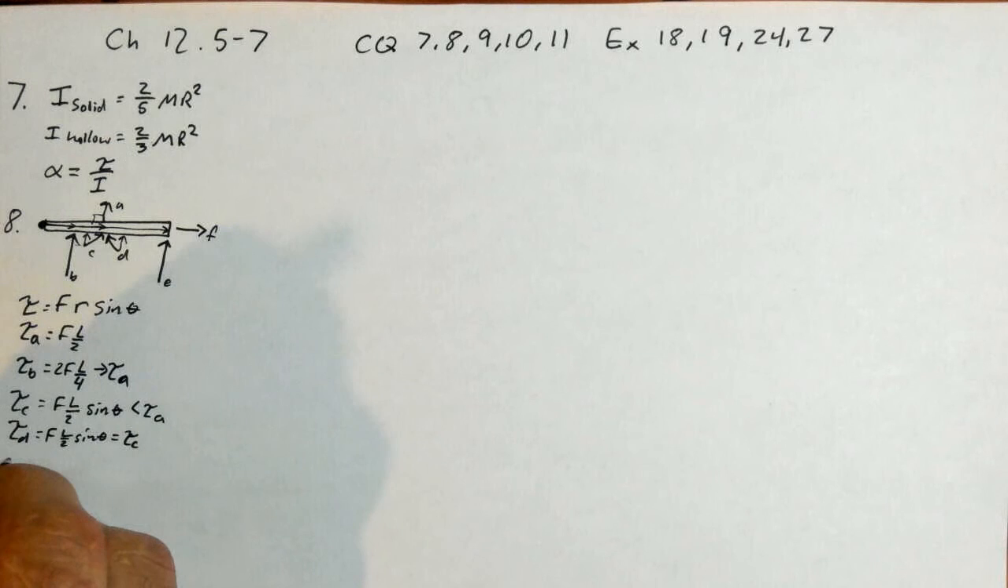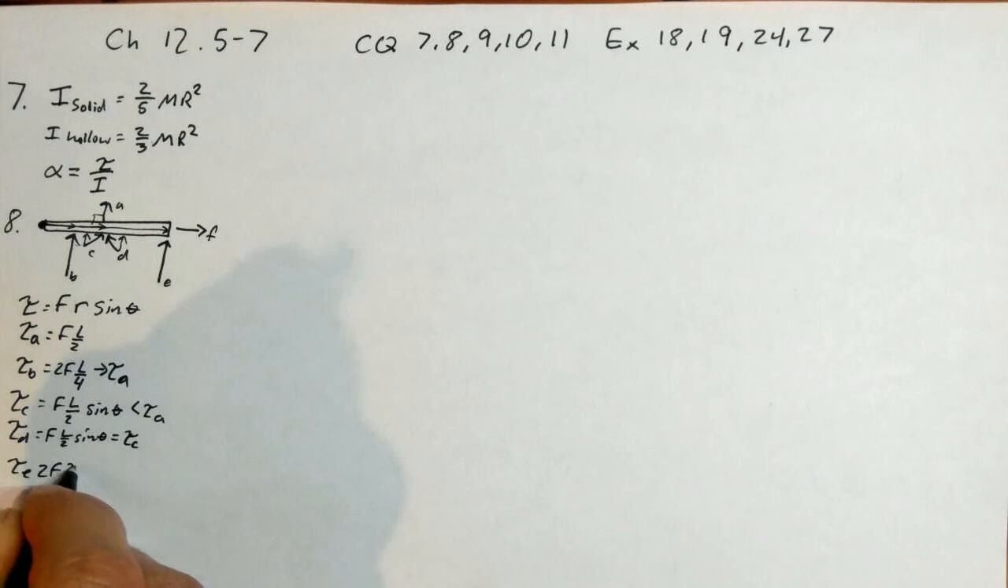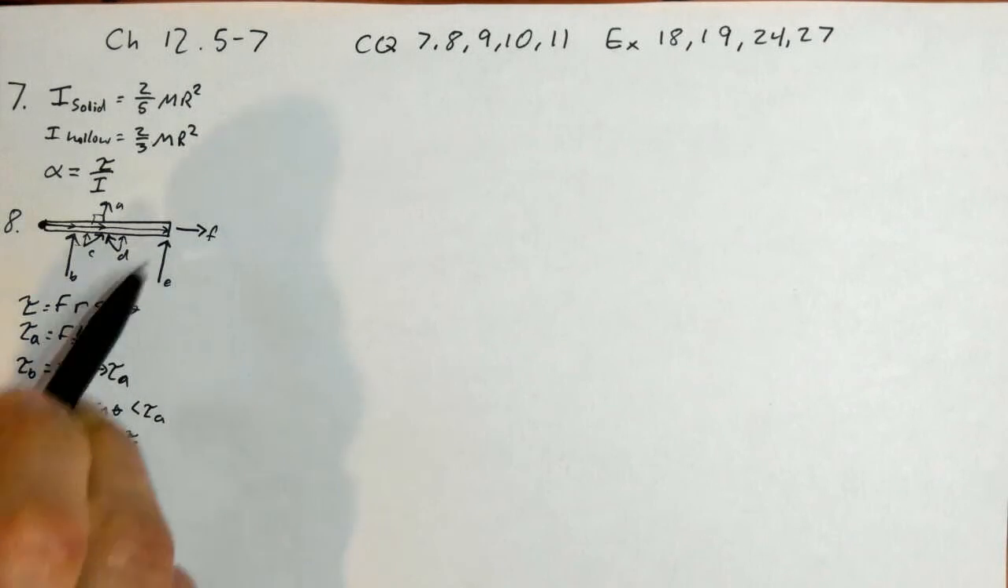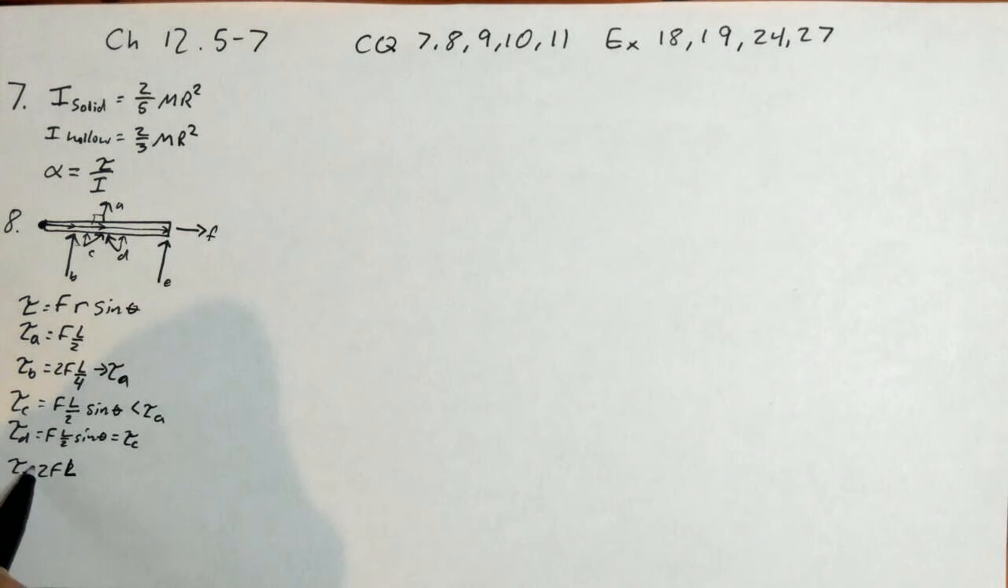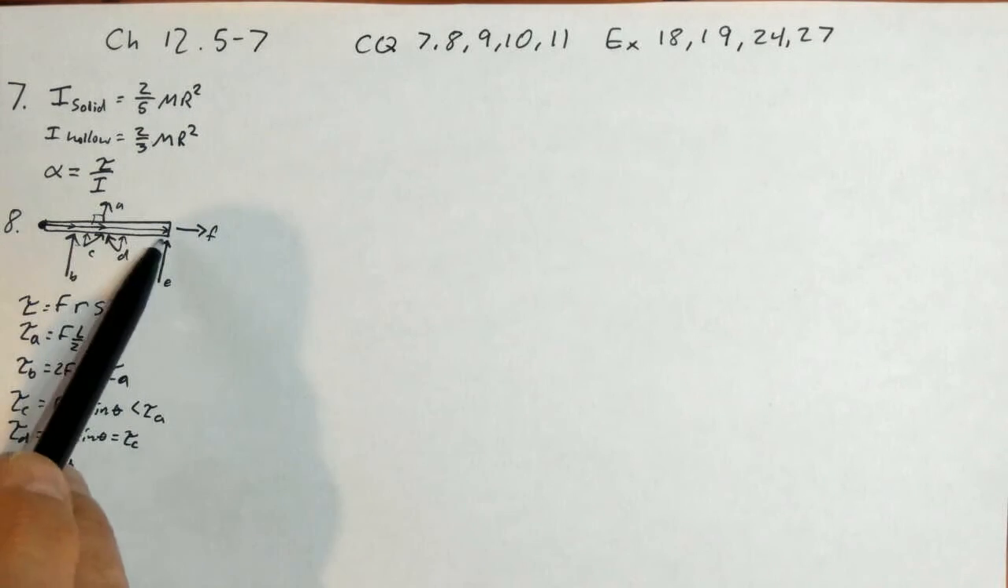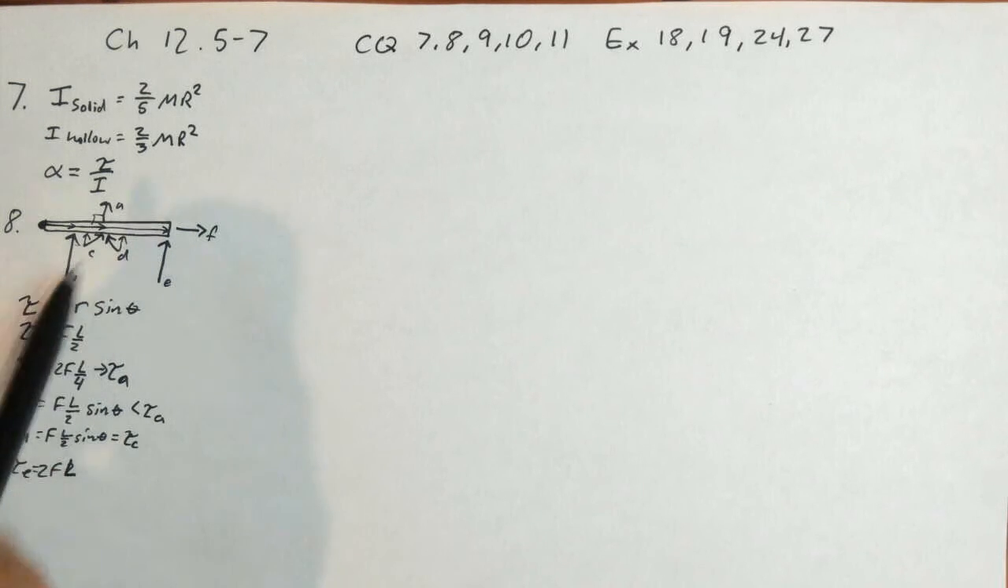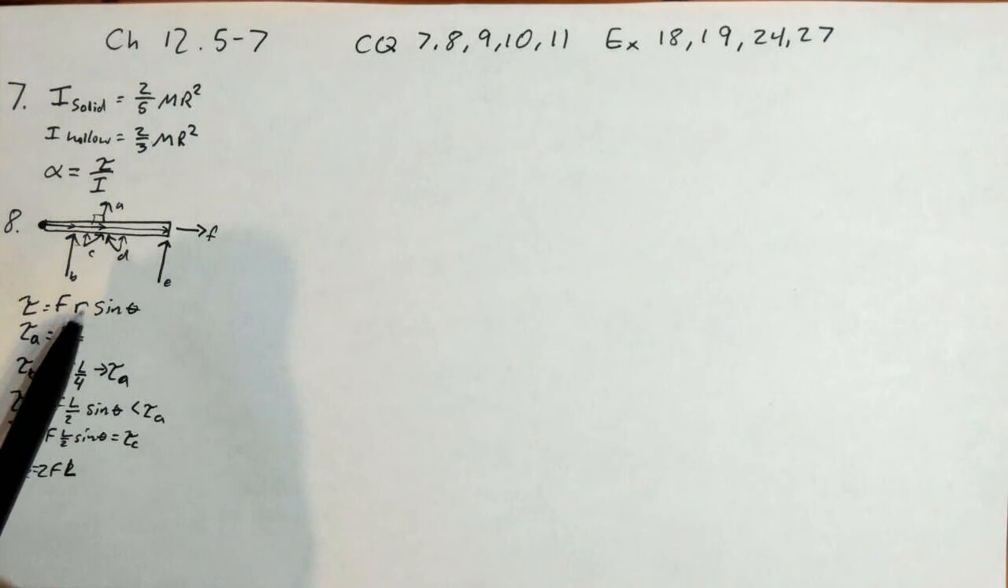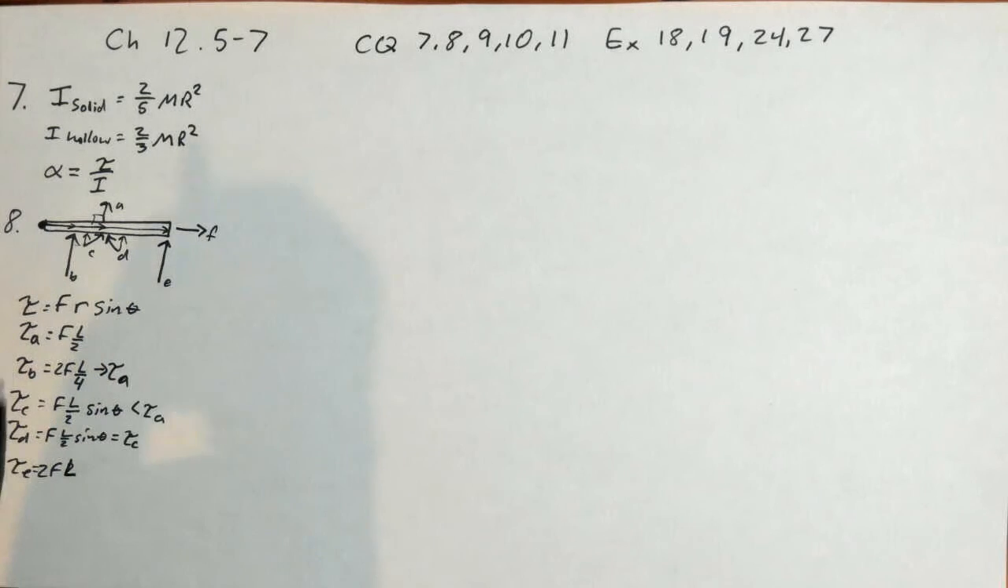All right, now moving on to tau E, that is 2F, L this time, full length L, and it's also perpendicular. I should put equals in there. So this is the biggest one, and I could have guessed that just by looking: big force, big distance, and it's perpendicular. That's what makes this the biggest.